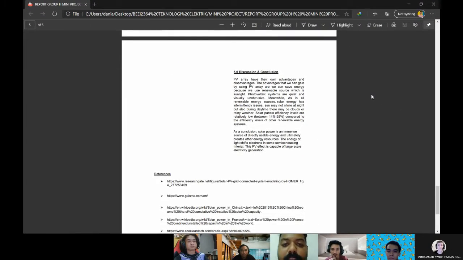Hello everyone, my name is Rishi and the task given to me in this mini project is the discussion and conclusion. In the discussion, we can see that PV arrays have their own advantages and disadvantages. The advantages are that we can save energy because we use a renewable source, which is sunlight. Photovoltaic systems are quiet and visually unobtrusive.